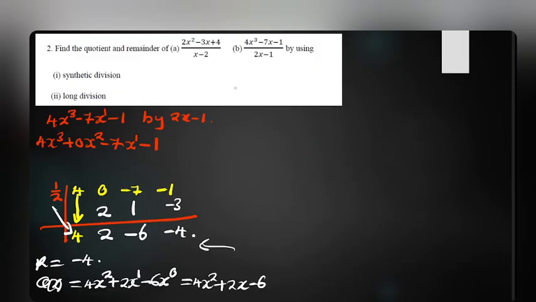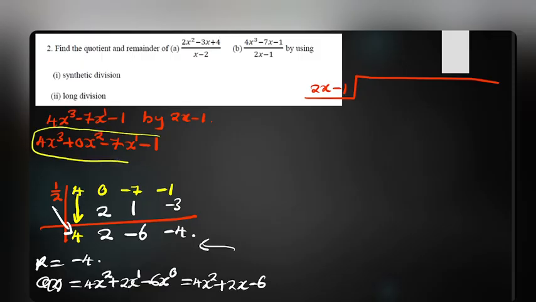Okay, so this is our long division. The divisor is 2x minus 1. Then on top, what we're going to put is this. You make sure that if any power is missing, you introduce 0x with the power that is missing. So what we have is 4x to the power 3, plus 0x to the power 2, minus 7x, minus 1.